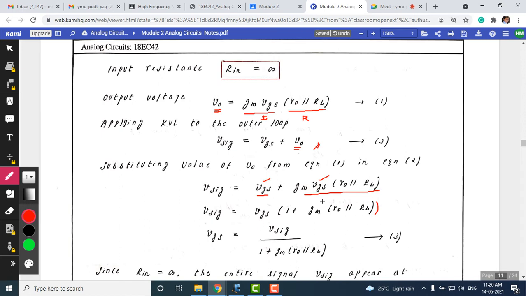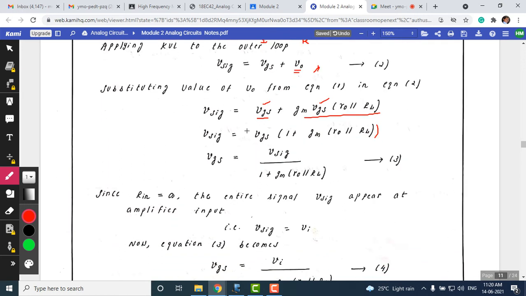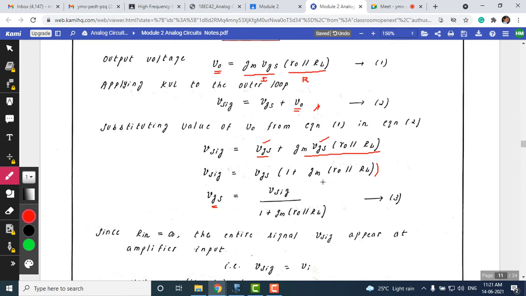And we can also obtain the equation for VGS. So VGS now equals V signal divided by 1 plus Gm into R naught parallel with RL. Let us call this equation 3. Now go back to the circuit and see what we have done. We just derived the equation for the gate to source voltage, which is the signal voltage divided by 1 plus Gm into R naught parallel with RL.